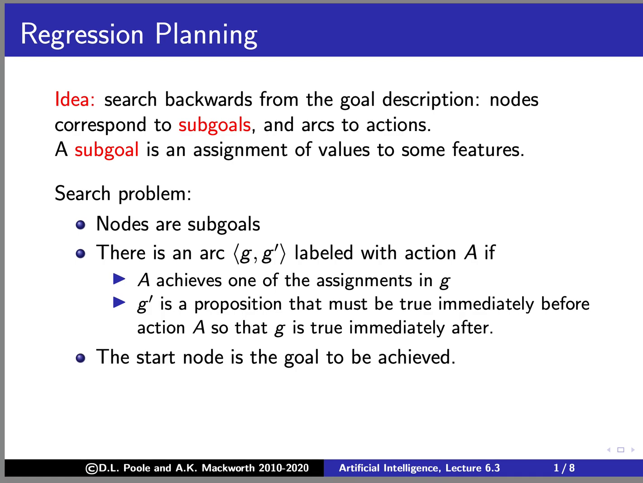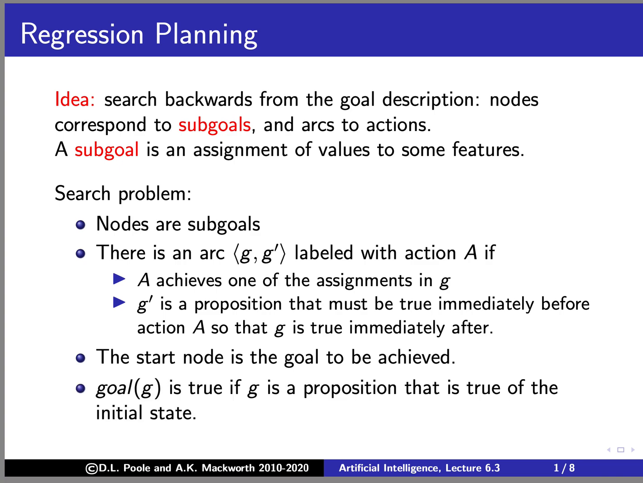The start node in regression planning is the goal to be achieved. So we're going to start with the goal. And the goal in terms of the search problem is true if G is a proposition that's true of the initial state. So in some sense, we're reversing the idea of the goal that we had before. But this is not the same as searching backwards in the state space, because the nodes here only specify an assignment to some of the features. That's the difference here.